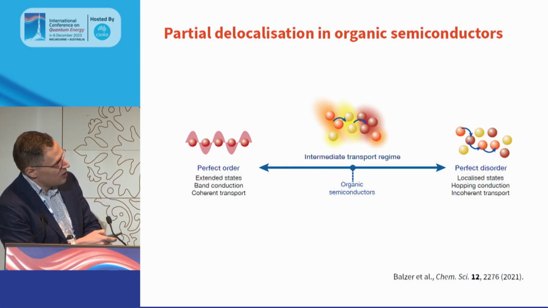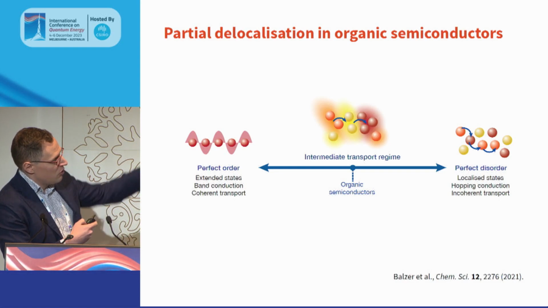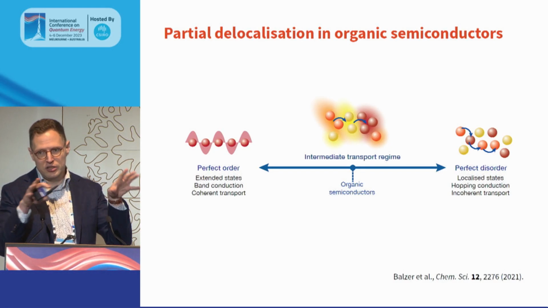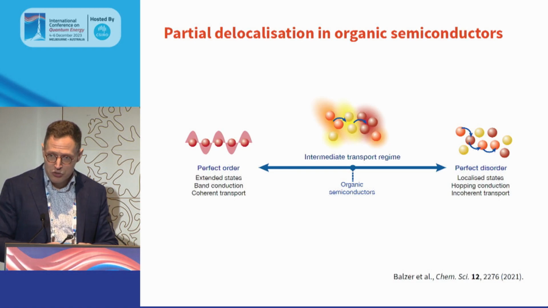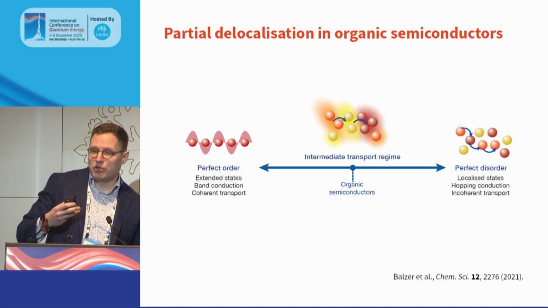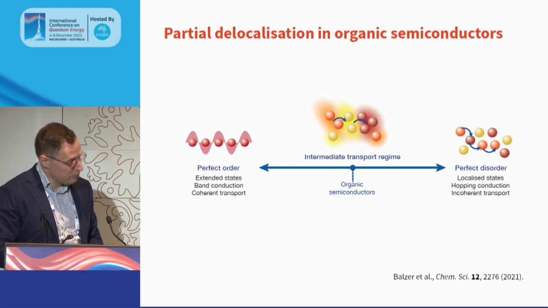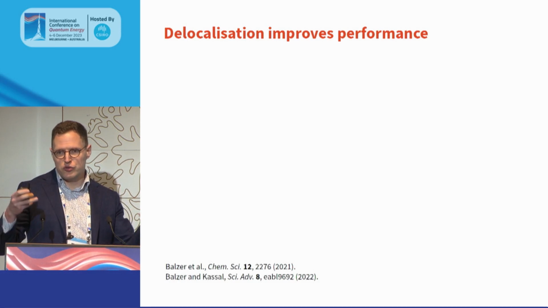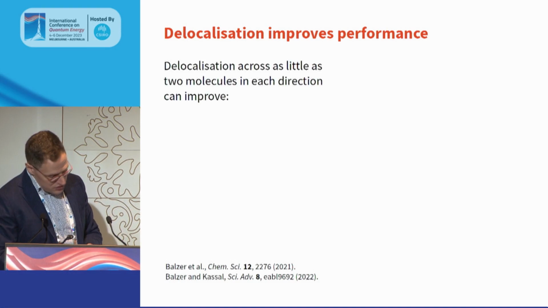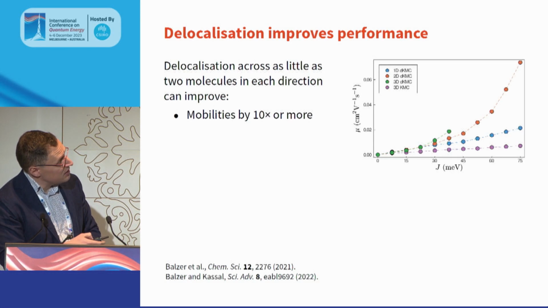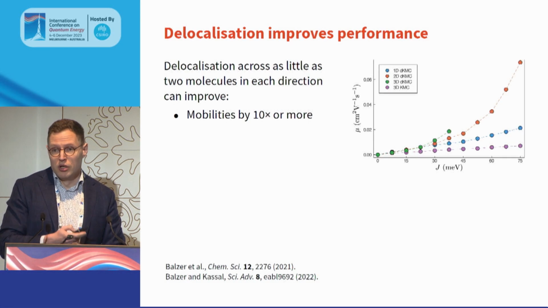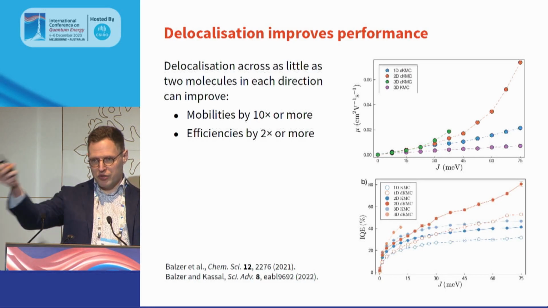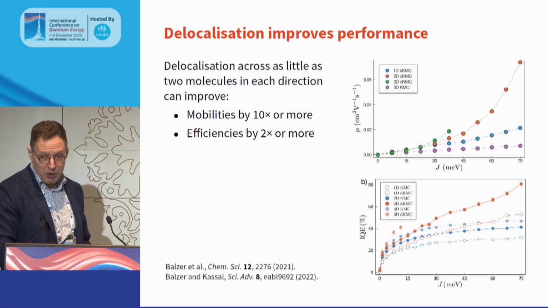I mean, obviously, we're not in a perfectly ordered crystal where you have Bloch waves that are infinitely extended, but in reality, there's an intermediate transport regime where you have a little bit of delocalization, okay? Just a little bit, just like how you have only a little bit of delocalization in the LH2 in the purple bacteria. But we find that even that small amount of delocalization, maybe over just 2 molecules, can improve efficiency dramatically. It can improve mobilities by a factor of 10 or more over just classical hopping. It can improve the efficiency, meaning how likely the charges are to separate into electrons and holes, by a factor of 2.